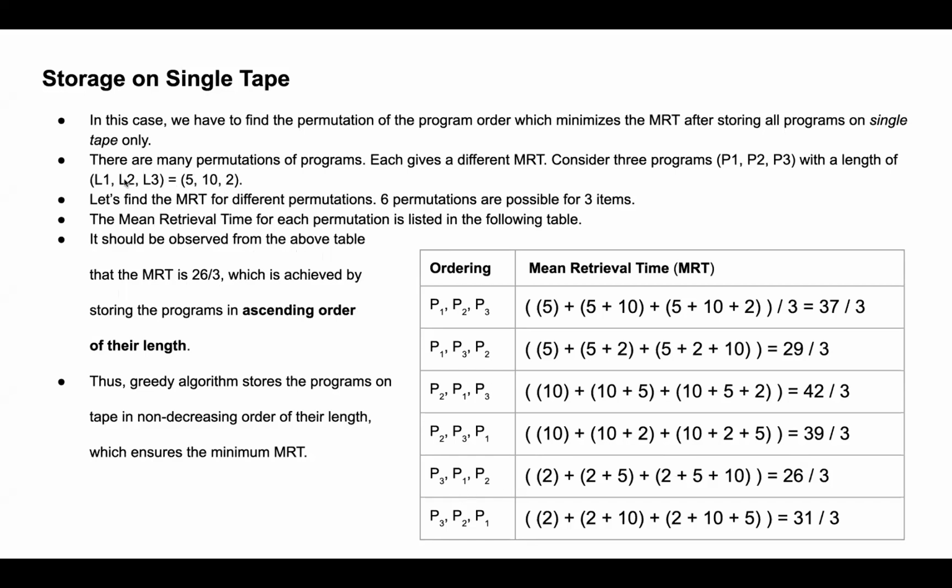2, 5, 10, L3, L1 and L2 here. P3, P1 and P2. Programs are there in ascending order of length. It means the smallest program should be at the first place and the largest program at the last place on that single tape. This greedy algorithm stores the programs on tape in non-decreasing order of their length, which ensures the minimum MRT. Non-decreasing order means the same, it's ascending order.